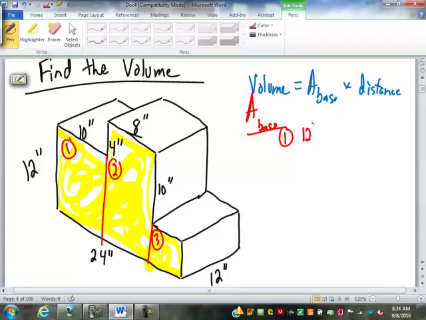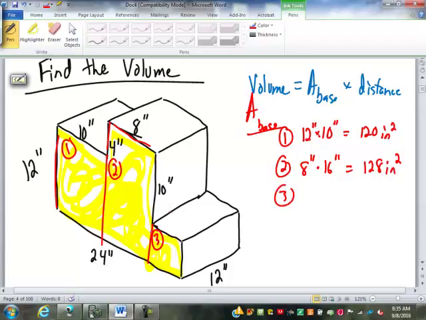120, good. It's 12 inches by 10 inches. That's 120 square inches, or inches squared. Object 2. It's 8 inches here by how much the other way? Yeah, 12 plus 4 makes 16 inches. So that's 128 inches squared.